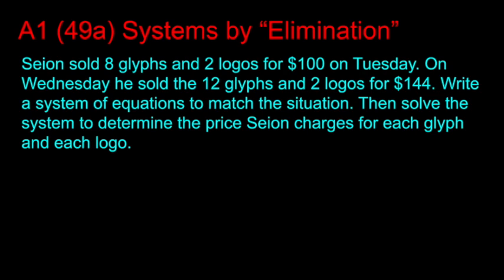Situation. Sion sold 8 glyphs and 2 logos for $100 on Tuesday. On Wednesday, he sold 12 glyphs and 2 logos for $144. Write a system of equations to match the situation. Then solve the system to determine the price Sion charges for each glyph and for each logo.